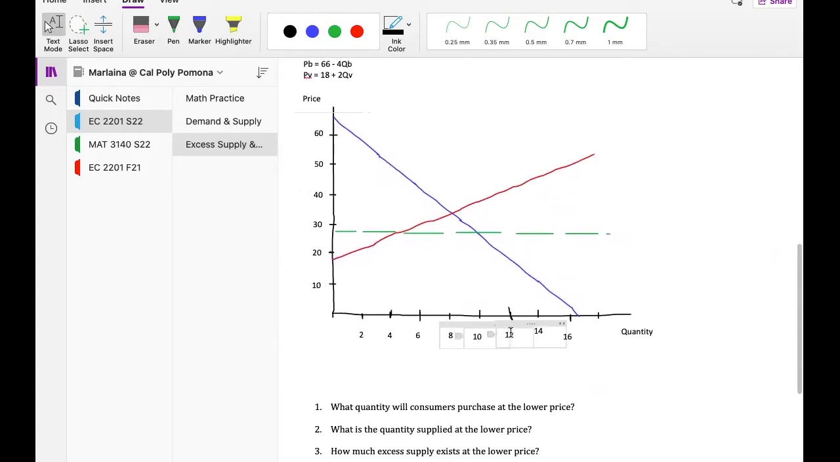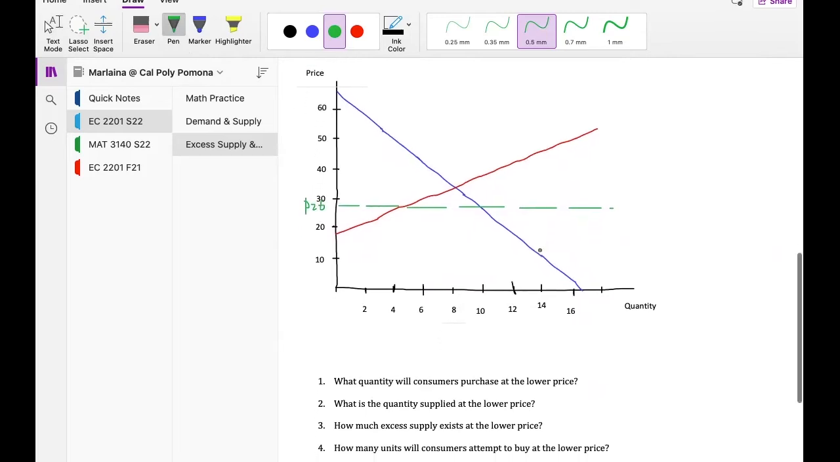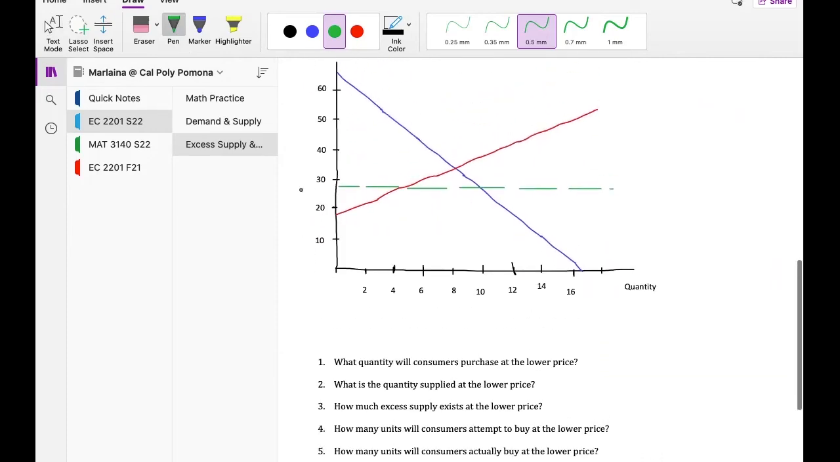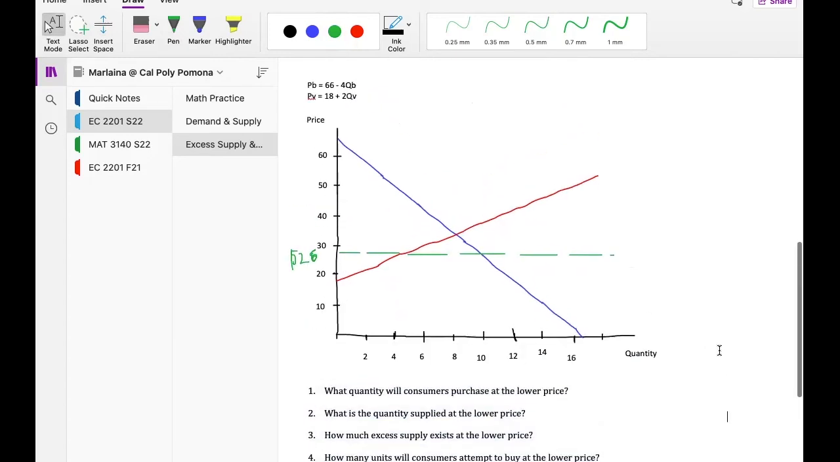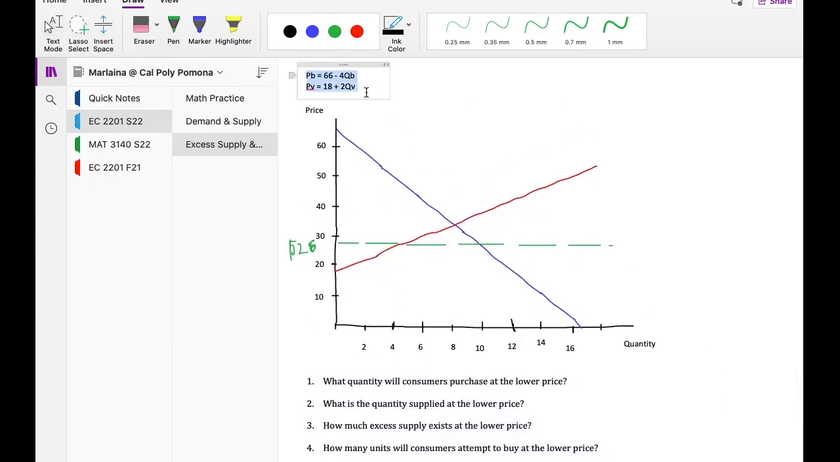Now we're going to look at the price being below equilibrium. And this price here, I didn't write it down beforehand. This is going to be $26. Let me write that a little further off to the side here so it's readable. $26. Okay. And we're going to be asking the same or very similar questions that we did before. It's the same graph, we have the same equations, it's just now we have this different price here.